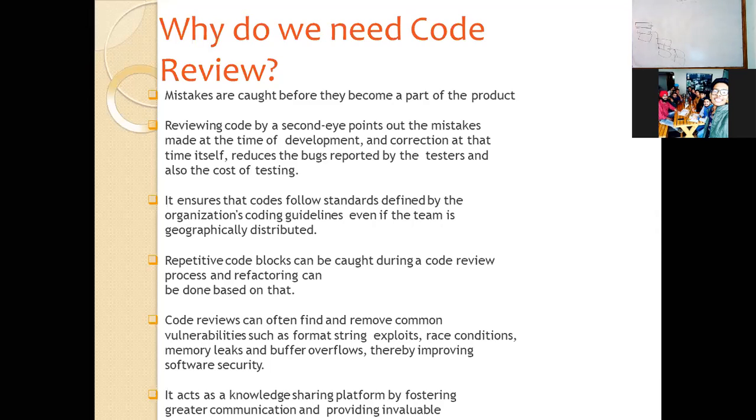It acts as a knowledge sharing platform by fostering greater communication and providing invaluable information. Whenever you or your company is doing code review, it fosters greater communication between individuals and at different company levels, and it provides valuable information to developers as well as to reviewers and testers.